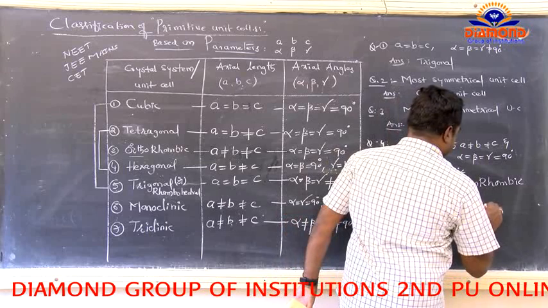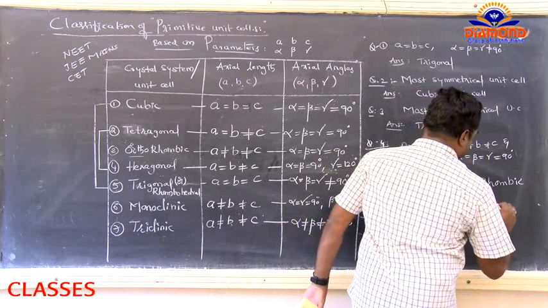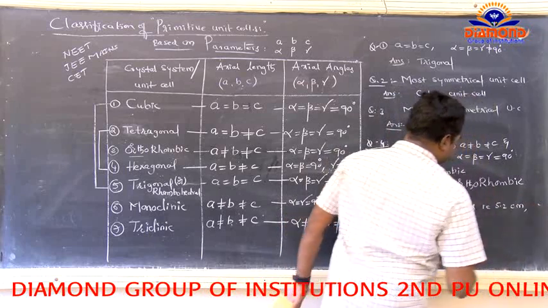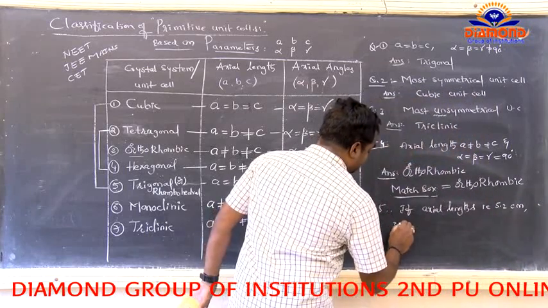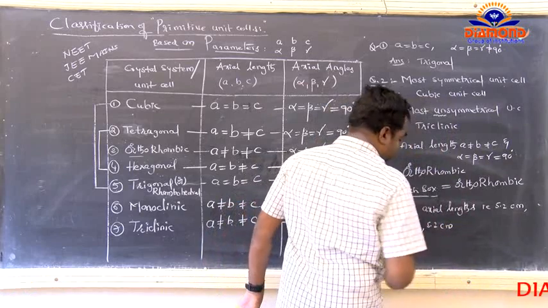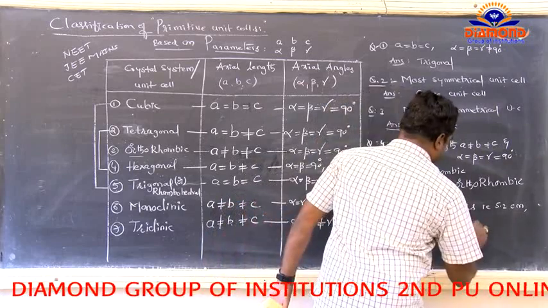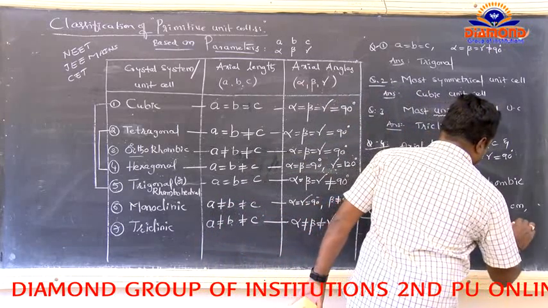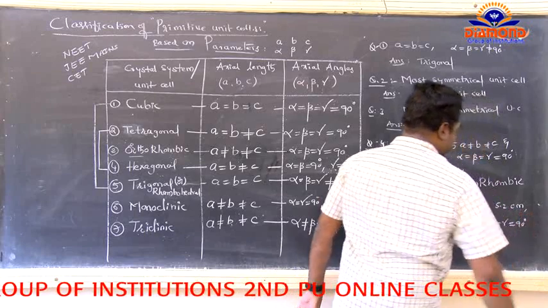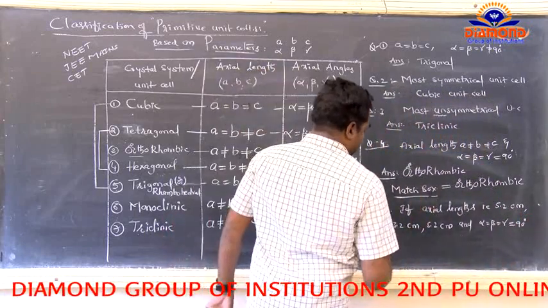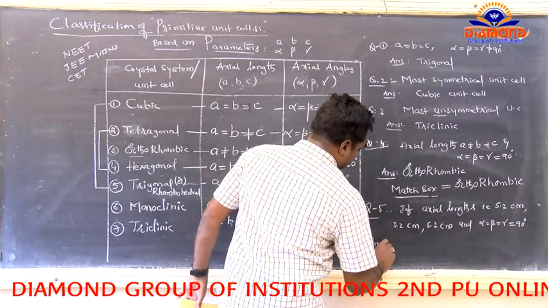Axial lengths: 5.2 centimeters, 3.2 centimeters, 5.2 centimeters, and alpha is equal to beta is equal to gamma is equal to 90. Then which type of unit cell is it? So what is the answer?